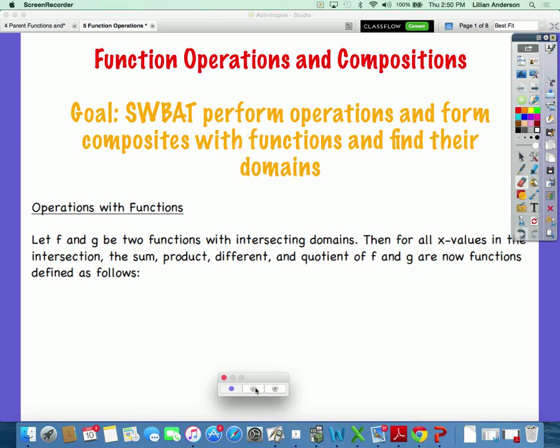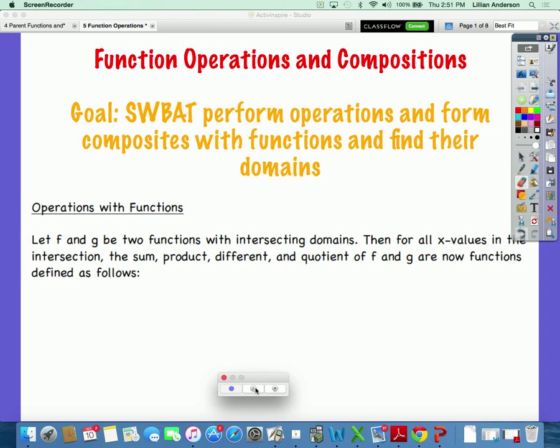Here we go. So, function operations and compositions. You guys have actually done this before in Algebra 2, okay? You actually did this towards the very beginning. So some of this is going to be reviewed. But the part that's going to make it a little bit pre-calc is that we're going to find the domains of these composite functions and of these function operations, which honestly is not too hard. It is actually easy because you've been finding the domains of functions already.